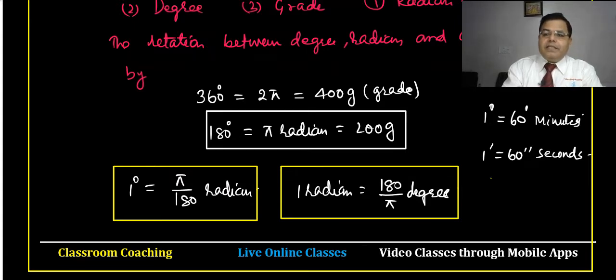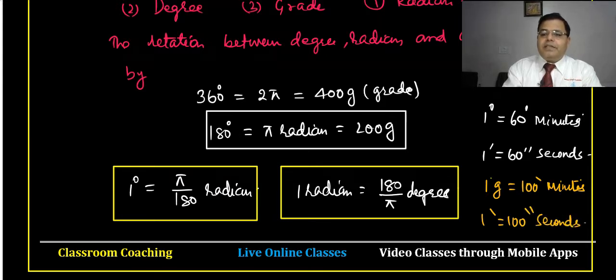Similarly, 1 grade is equal to 100 minutes, and this minute symbol is like this. And 1 minute is equal to 100 seconds in the grade system. This is just to differentiate: the inclination will be on this side, and the other from right to left. These are in the grade system, and that was in the degree system.